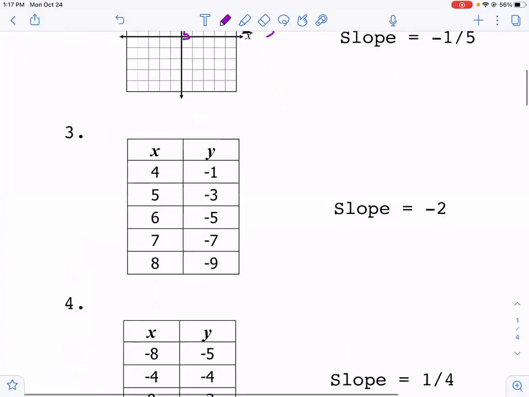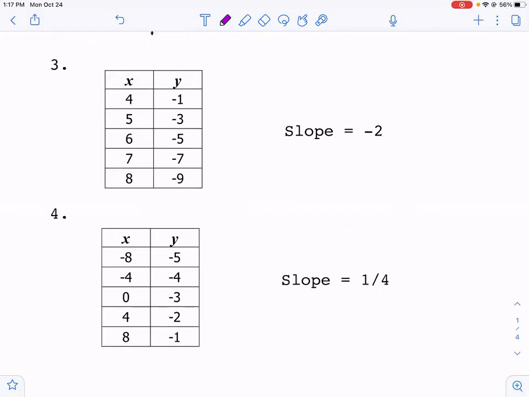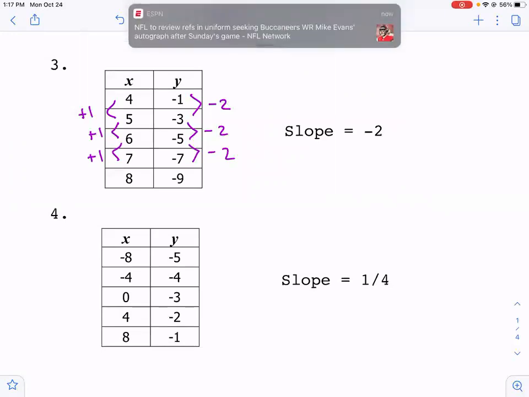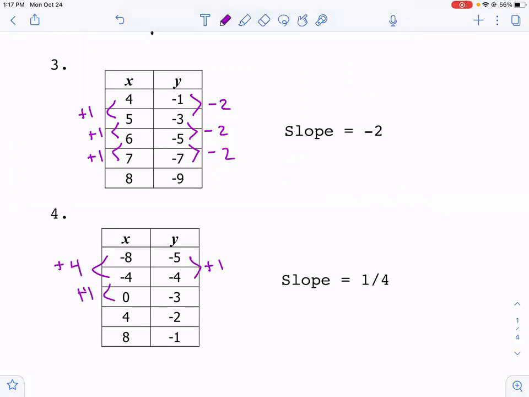Abby, when you look at number 3 and 4, you can see how much they're adding and how much they're subtracting. I know that because x is always adding 1, and then y is always adding -2. Subtracting 2 or adding -2, either way is fine. And you can tell it's working because y is adding 1 every time, and for x it's always adding 4.